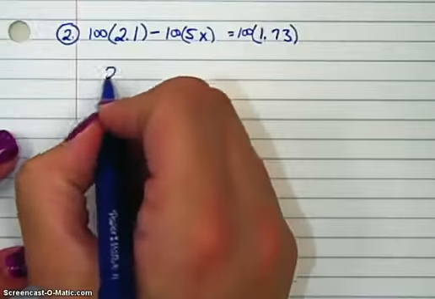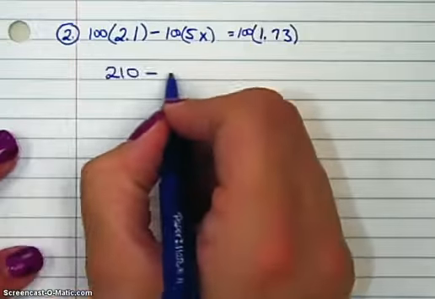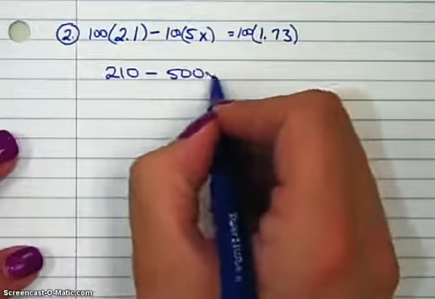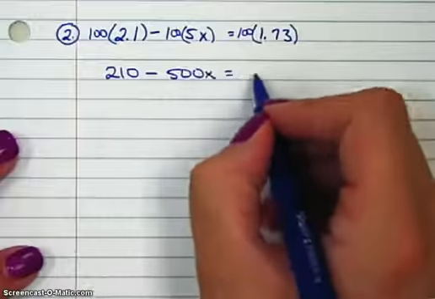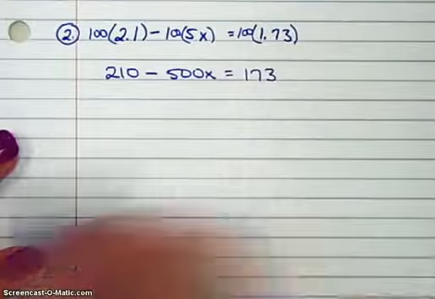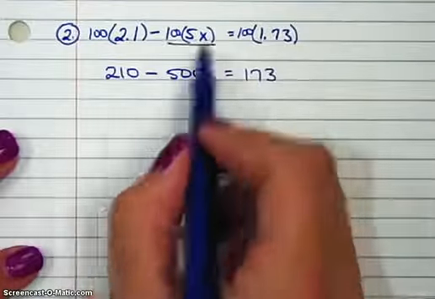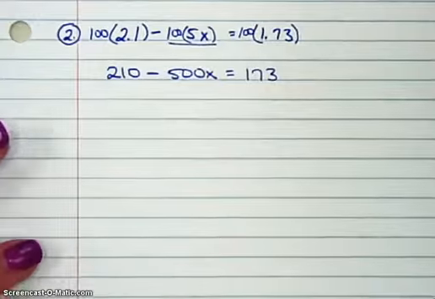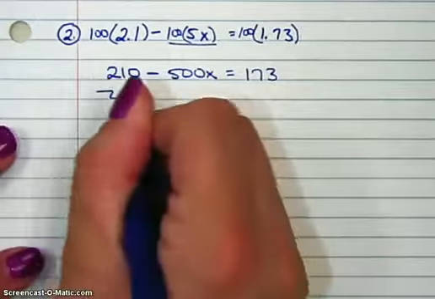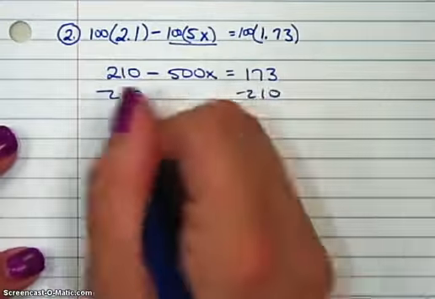100 times 2.1 is 210. 100 times 5x is negative 500x. And then over here we'd have 173. Make sure you take care of the 5x too. It has to be multiplied by 100. Then subtract 210 from both sides.